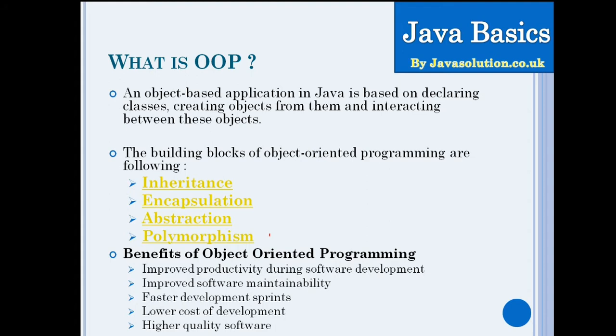You can improve software maintainability, because it will be easily maintainable. Let's say you have one class which is inherited by others: at one place you go and make changes, and the other classes will automatically have those changes. So that's easily maintainable software. Faster development sprints, lower cost of development because you need to write less code. You need to spend less time on QA, so that's why it's lower cost of development, and it's higher quality software.